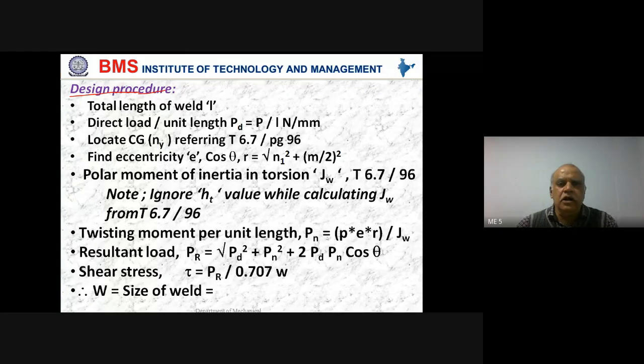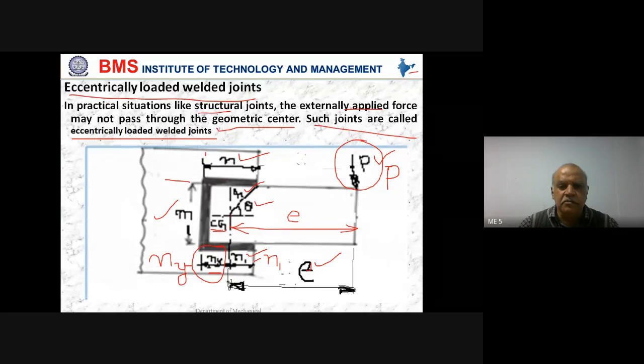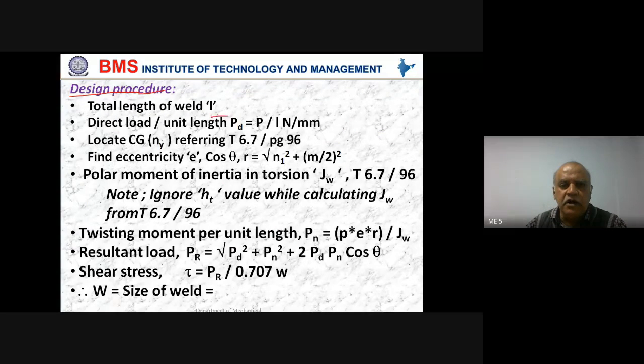Find out the total length of the weld. Total length of the weld is nothing but N plus M plus another N over here. When you have a weld like this, you will only have N and M, so the total length will be N plus M. But in this case, it is N plus M plus again N. That will give you the total length of the weld, L.